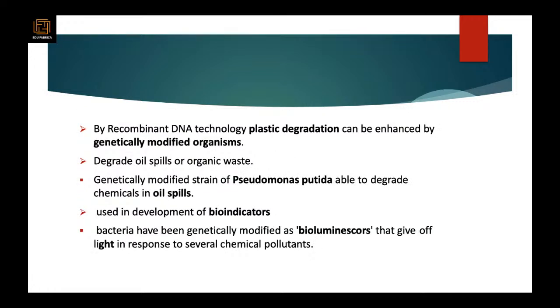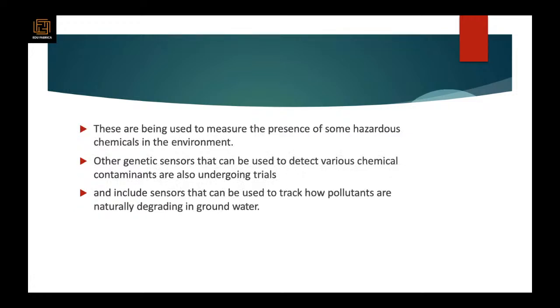So by recombinant DNA technology, plastic degradation can be enhanced by genetically modified organisms that degrade oil spills and organic waste. A genetically modified strain of Pseudomonas putida is able to degrade chemicals in oil spills, and is used in the development of a bioindicator as a biolumiscent reporter, which gives light in response to several chemical pollutants. So they are being used to measure the presence of some hazardous chemicals in the environment. Other genetic sensors that can be used to detect various chemicals and contaminants are also undergoing trials. These include sensors that can be used to track how pollutants are naturally degrading in groundwater.